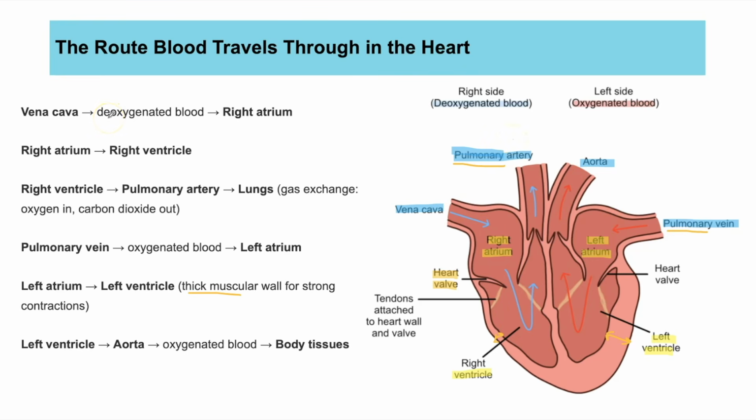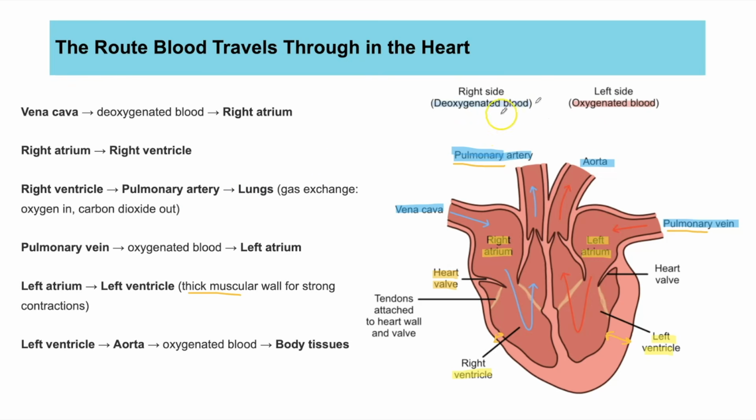But if you had to do a long answer question describing the route, it often says a start point and you have to describe the whole journey. So if we start at the vena cava, where we can see here, that takes blood into the right atrium. Then from the right atrium, it's pumped into the right ventricle. Then we can see from the right ventricle, the blood is pumped up and out of the pulmonary artery. That is then taking the blood to the lungs.